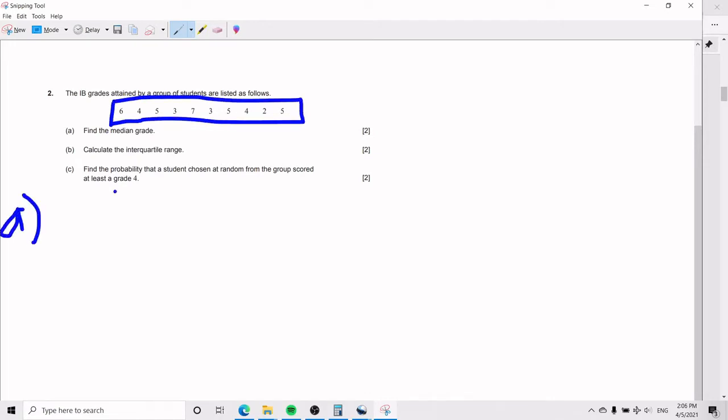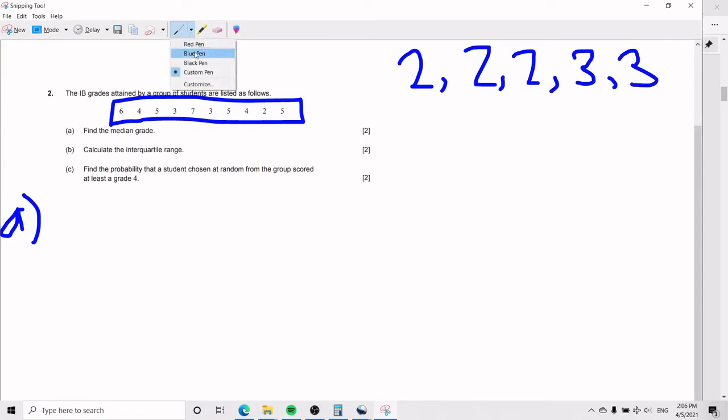For the median grade, we know that it's the middle value. If I have a set of data like 2, 2, 2, 3, and 3, my middle value is going to be this 2 right here. The reason I know this is because I get rid of the first one and the last one, the second one and the second to last, and I see what I end up with. Of course, here my median would be 2.